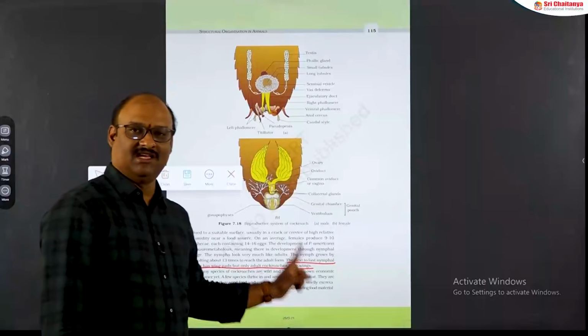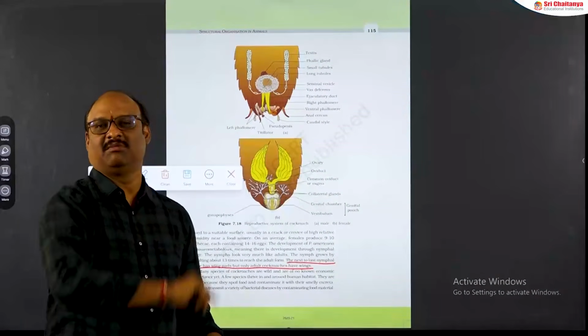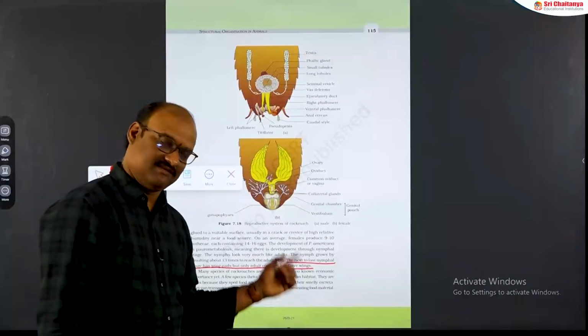We will come across these mechanical carriers in Human Health and Disease in the second year, about Entamoeba histolytica or amoebiasis. Please remember.